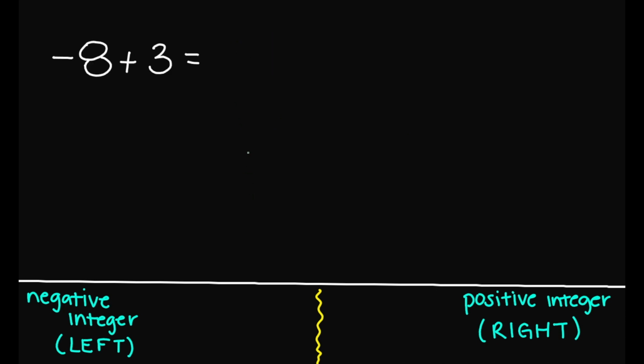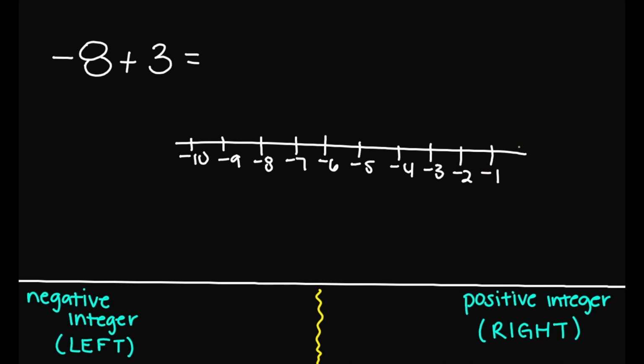So let's look at this example here. Let's get our number line together. So we'll do negative 10, negative 9, negative 8, negative 1, and then you have your 0 here. So first thing we're going to do, I'm going to locate my negative 8, which is right here. And since I am adding a positive integer, then I'm going to move to the right 3. So I'm at my negative 8, so we do 1, 2, 3. It puts us right here at the negative 5. So negative 8 plus 3 is going to equal negative 5.